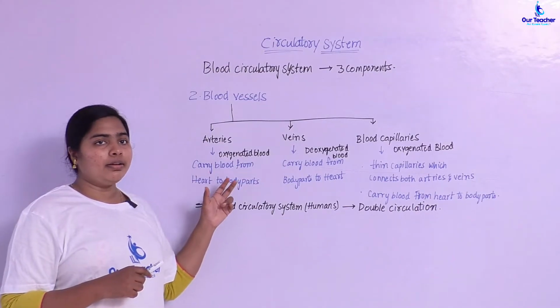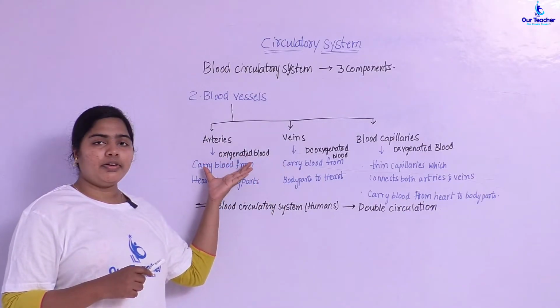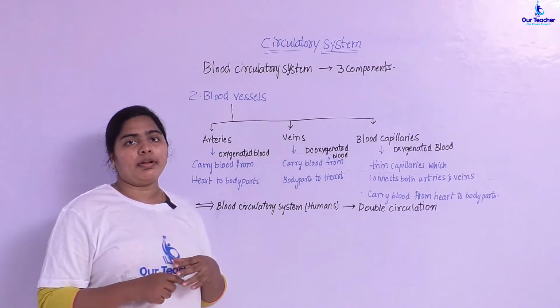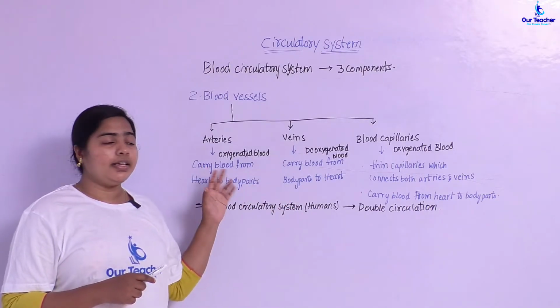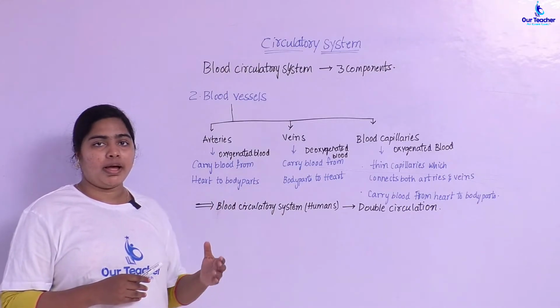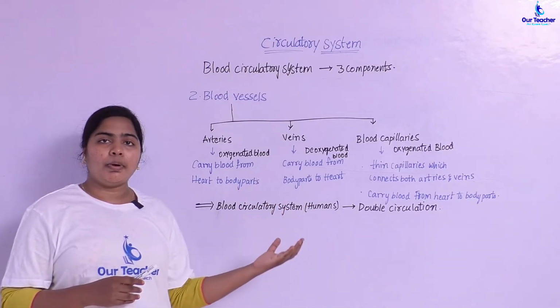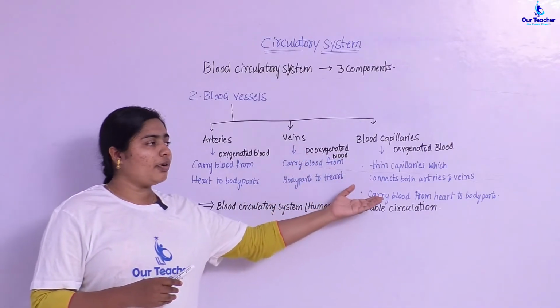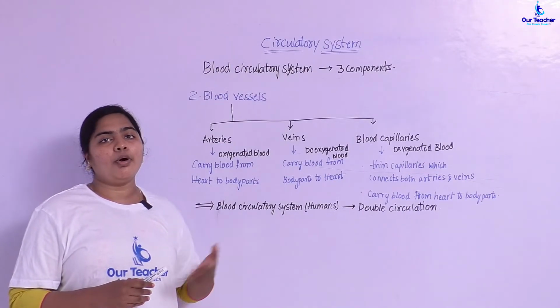In the second part, the blood vessels, there are mainly three components: arteries, veins and blood capillaries. Here is a very important point for your exams: in the arteries, blood is carried from the heart to the body parts, and in the veins, blood is carried from the body parts to the heart.